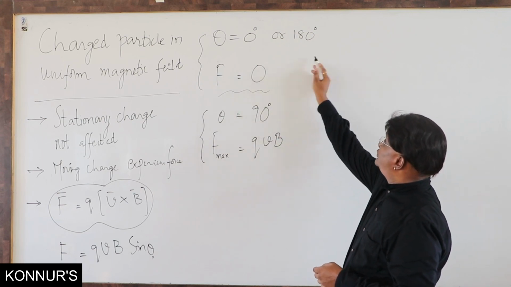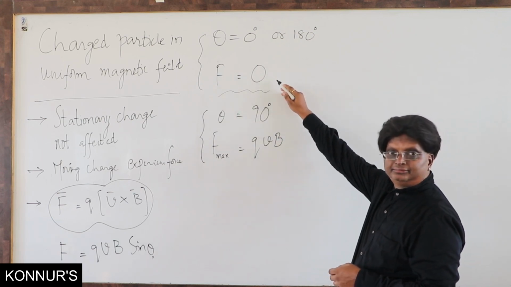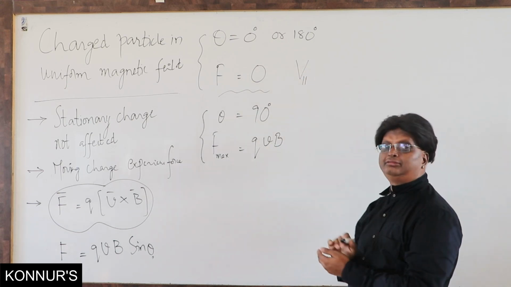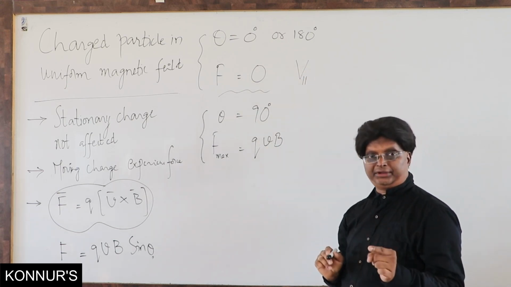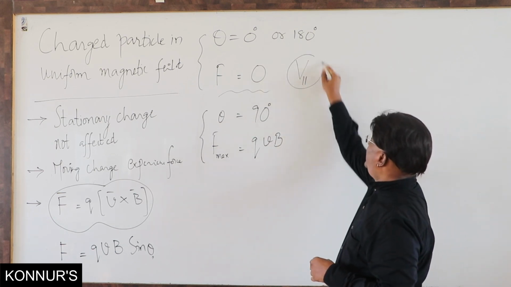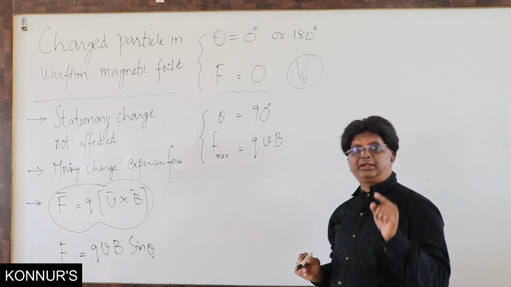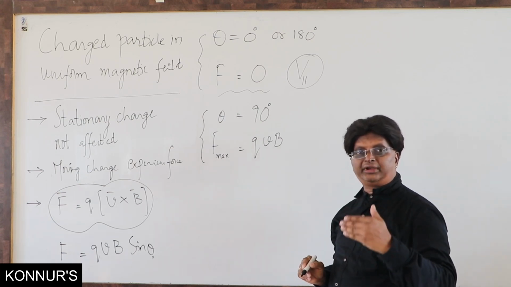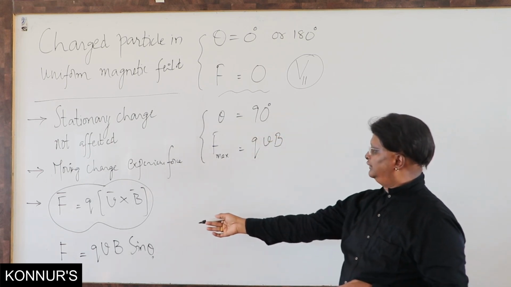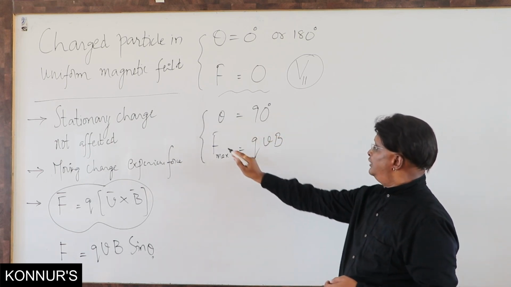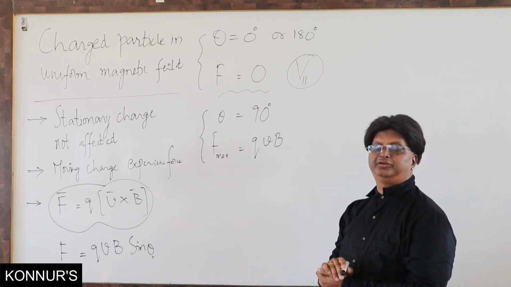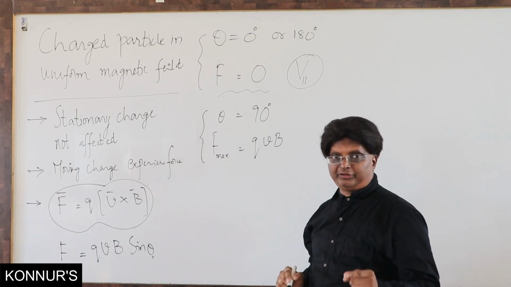So if theta equal to 0 or 180, no force. What does it mean? Whenever I take a parallel component of velocity of the particle with the magnetic field, this V parallel component always causes the particle to have its straight line path. Now, theta equal to 90 degrees, sine 90 is maximum, 1. So force is maximum. QVB is the maximum deflecting force experienced by the charged particle.